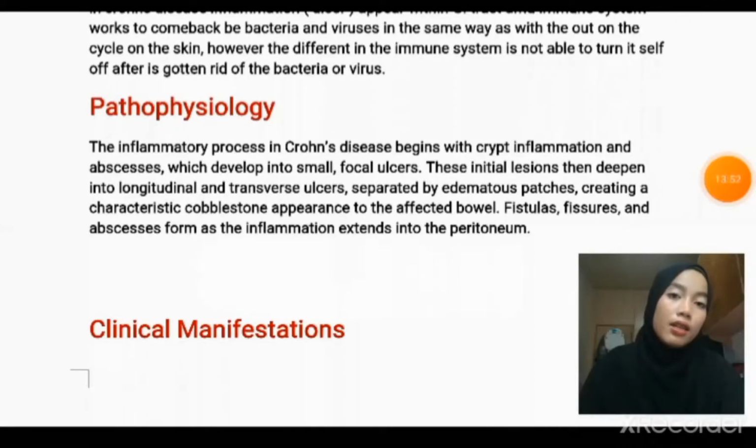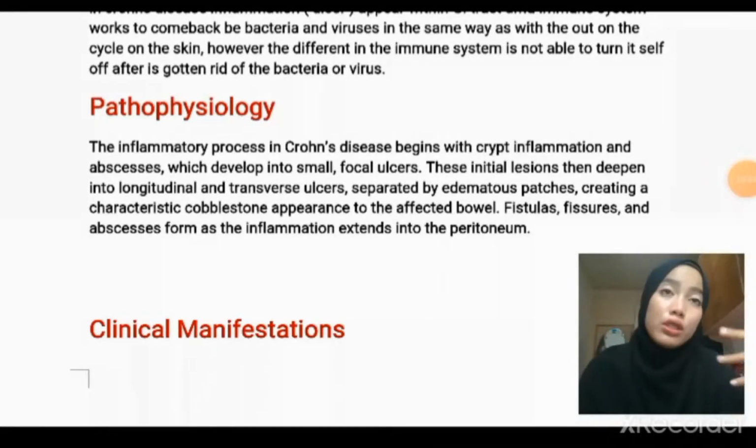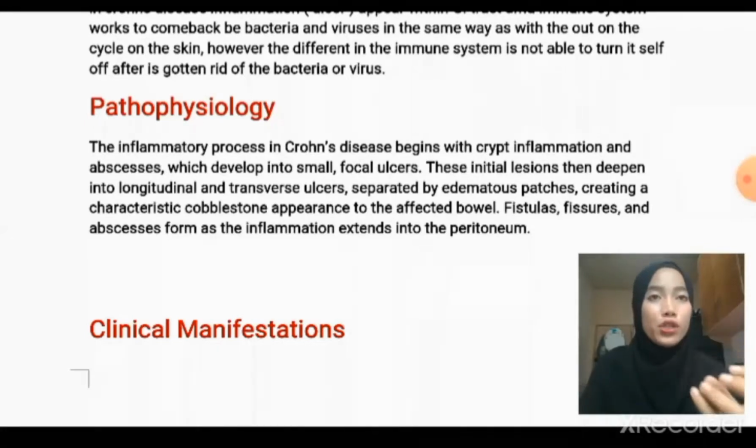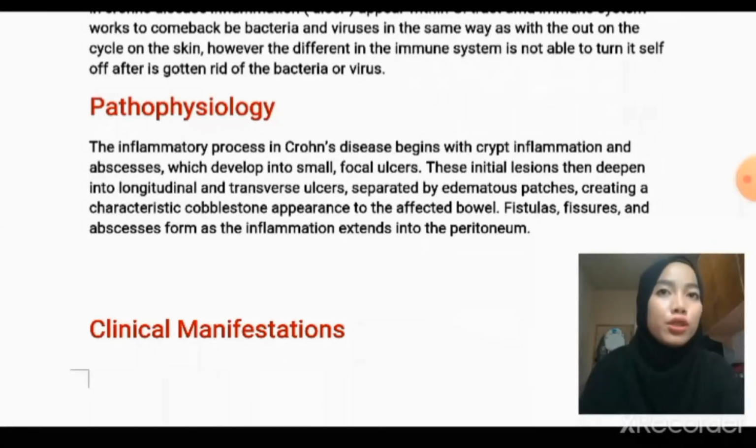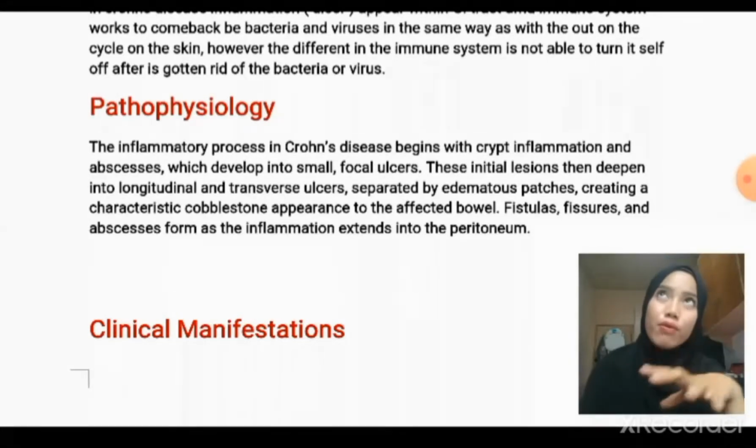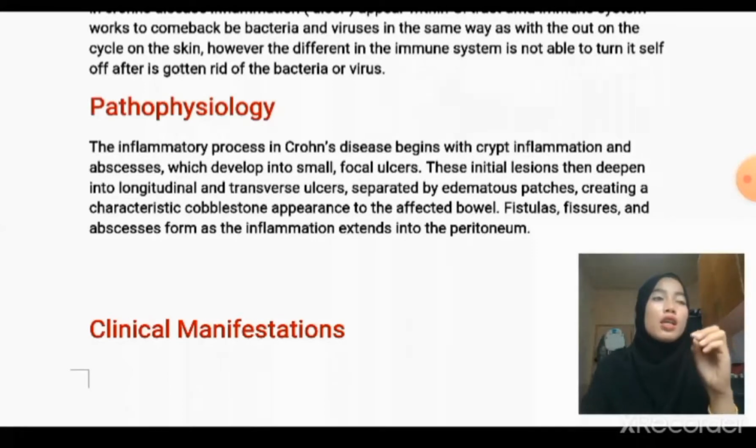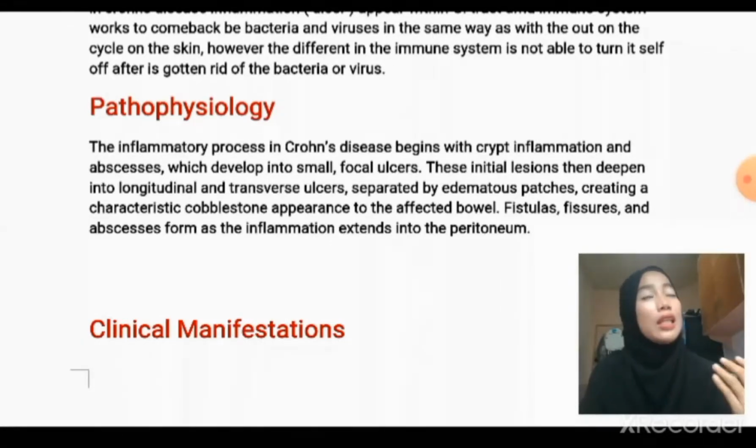The pathophysiology of Crohn's disease begins with the crypt inflammations and abscesses, which progress to tiny focal aphthoid ulcers. Crohn's disease can be found in both the small and large intestine. However, it seems to be most common in the terminal ileum and the beginning of the colon.